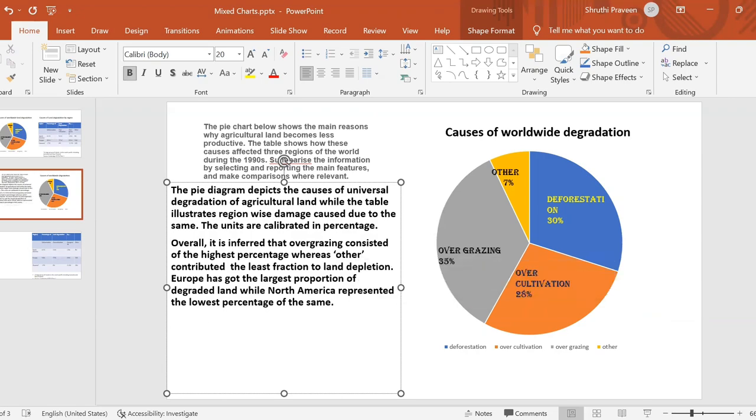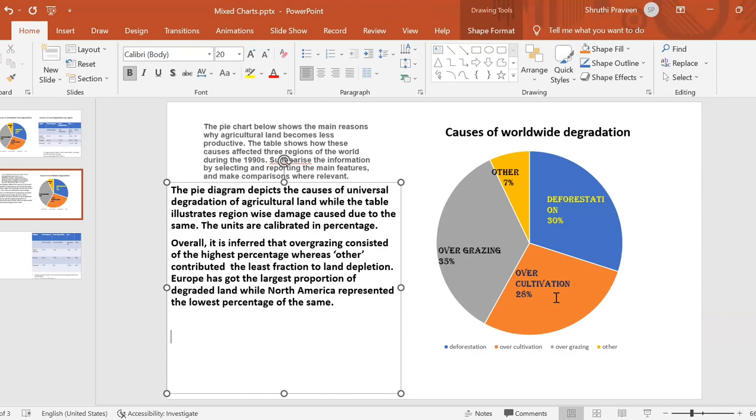Now I'm going to start with the pie chart. Pie chart is very simple, only 4 things are there, so there's nothing to leave out. If there are 7 or 8 items, then you can choose and write. But here only 4 are there, so in order to meet the word count, we can write everything.